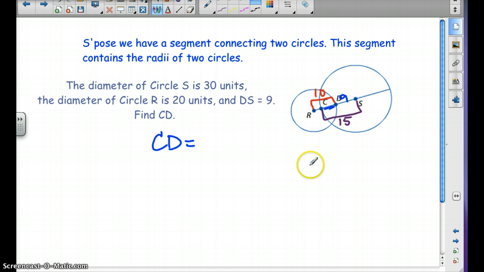So what we are going to do is take 15 minus 9, and CD ends up being 6. Now what if I asked you if you could find RC? Well, if we know that this piece is 10 and we know this is 6 right here, RC then would be 4. Very good. So you'll have a few practice problems like that.